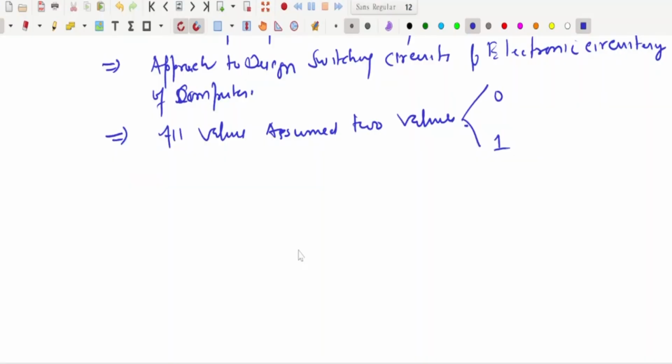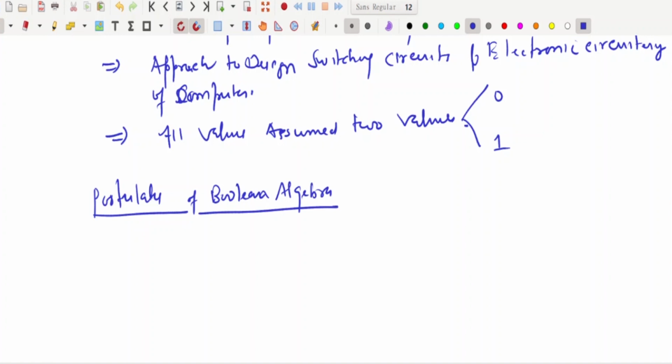Now let us discuss the postulates of Boolean algebra. Postulates are unproved statements that are considered to be true. What are the postulates? The first one is named P1.